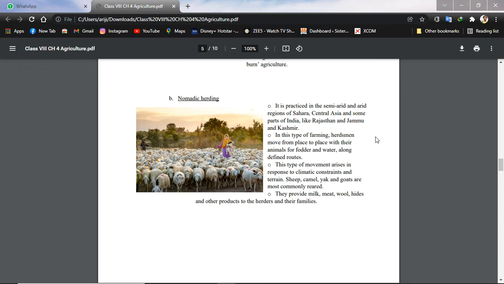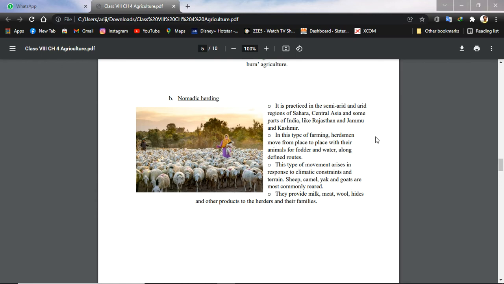In this type of farming, in this area of farming, you can see the people are moved from one region to another region with their animals because of their feeding, and this type of movement is also due to climatic changes, the changes of the climatic conditions. You can see the changing of the climate makes the people as well as the animals very much problematic.